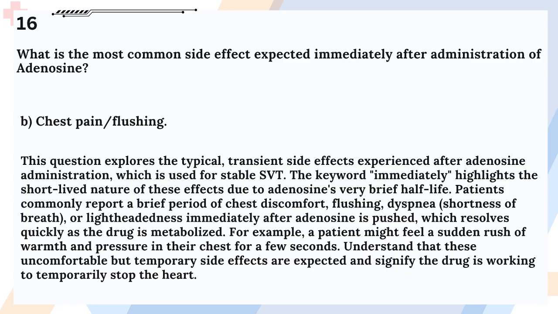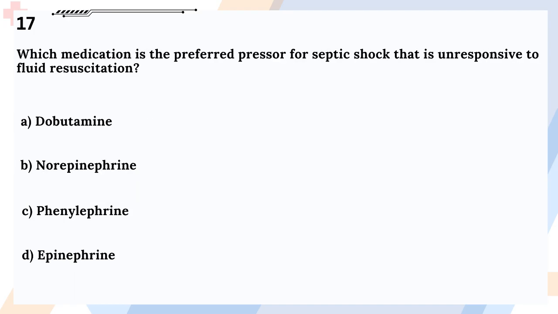For example, a patient might feel a sudden rush of warmth and pressure in their chest for a few seconds. Understand that these uncomfortable but temporary side effects are expected and signify the drug is working to temporarily stop the heart. Question 17. Which medication is the preferred pressor for septic shock that is unresponsive to fluid resuscitation?